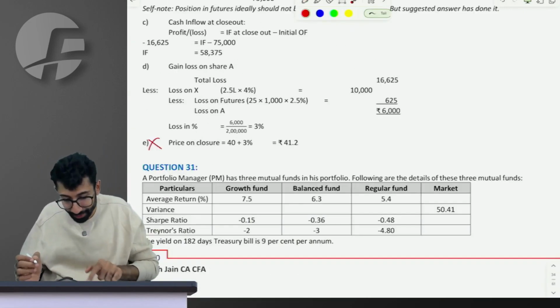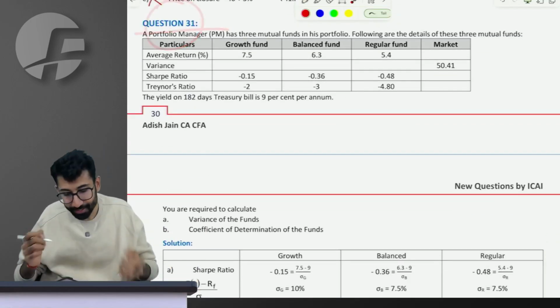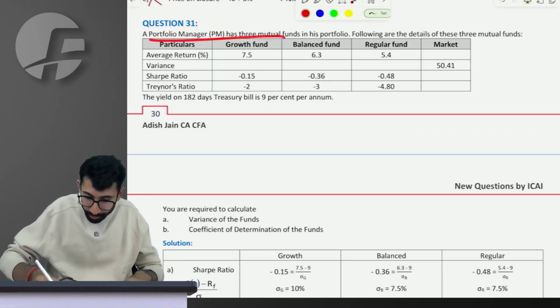Question 30, that way people in the class get done. Question 31 is an easy reverse calculation based question. Let's look into it. Portfolio manager, 3 mutual funds.